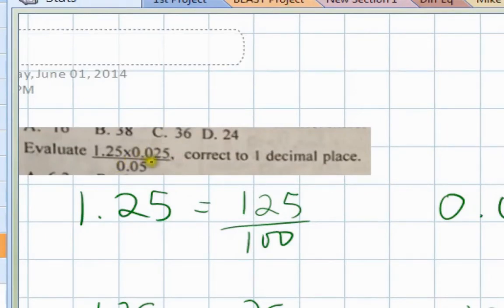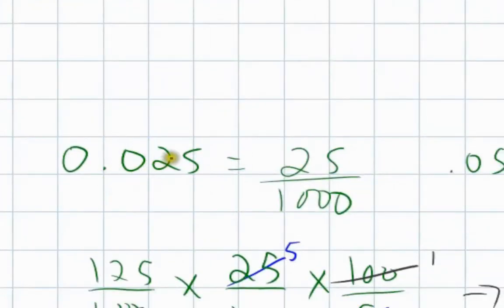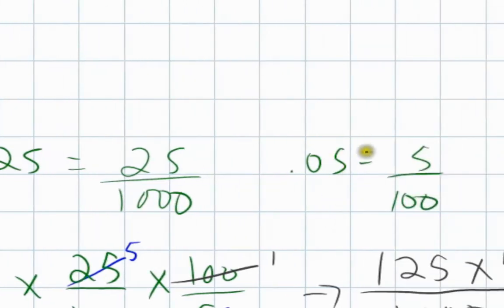Question 4 wants us to evaluate 1.25 times 0.025 over 0.05 correct to 1 decimal place. So the first thing that you need to do is simplify what all of these decimals mean. You could go and do the math with the decimals, but there's an easier way to do it. 1.25 is the same as saying 125 out of 100. And 0.025 is the same as saying 25 out of 1,000. Literally, this is read as 25 thousandths. And over here, this would be 5 out of 100 because it goes tenths, hundredths, thousandths.